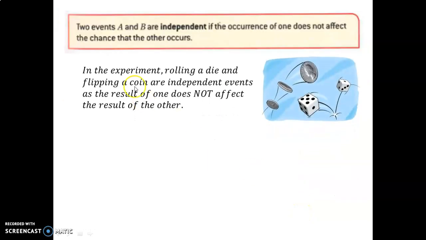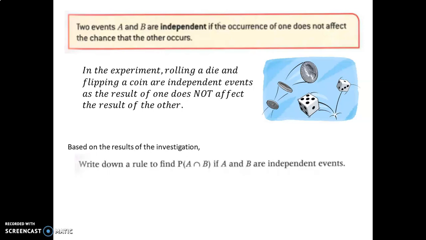So again, in that experiment, rolling a die and flipping a coin, they're independent because the result of one has no effect on the result of the other. And for those, there's this rule. Based on the results of this investigation and what I've been talking about here, write down a rule to find probability of A and B if A and B are independent events.